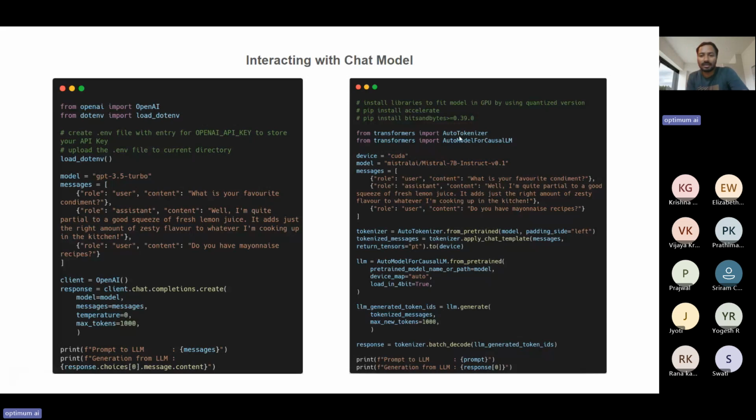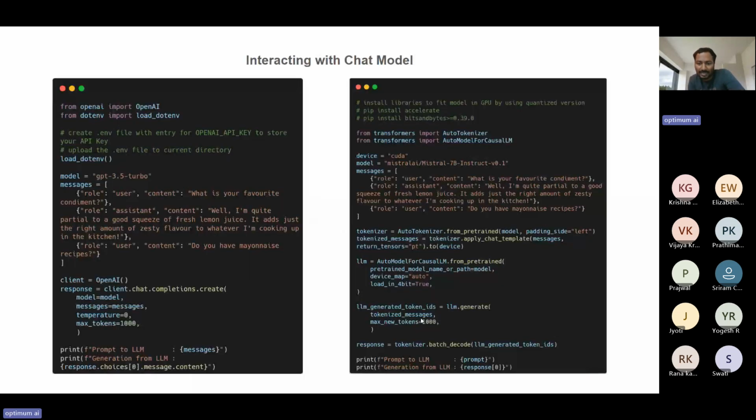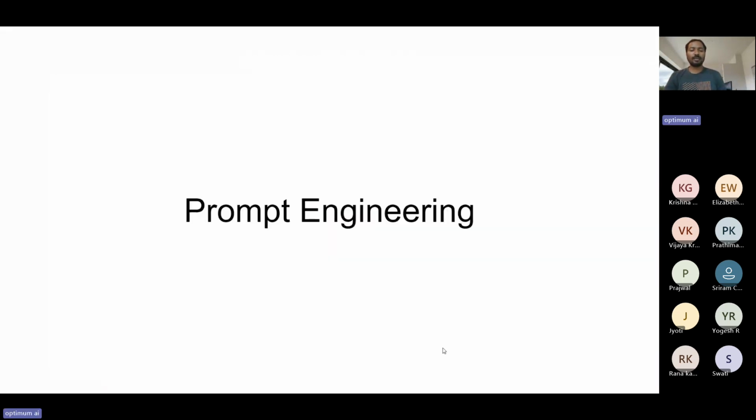But here we have imported the tokenizer, and then the GPU, model, and message. Here we have the prompt, same as before. Next we have the tokenizer, and then 4-bit quantization for the GPU part, for the GPU to train. And then we give some new max tokens, same as before. Everything is the same, but we write a few additional lines of code when working with open source models. Yes, that's it from my side. Pratima, you can go ahead.